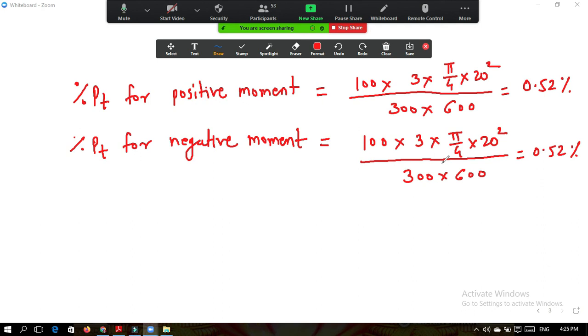So after the percentage of steel and the number of bars, we have to calculate the shear reinforcement. In the shear reinforcement, we require this percentage of steel. So in the next lecture, we will take the shear reinforcement.